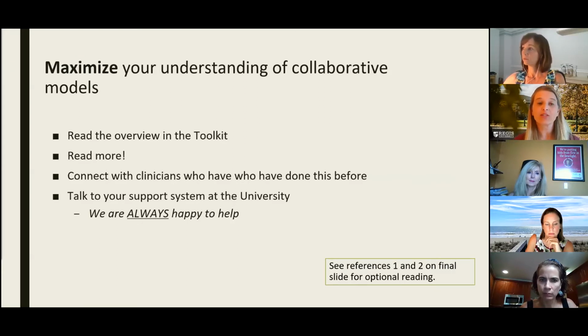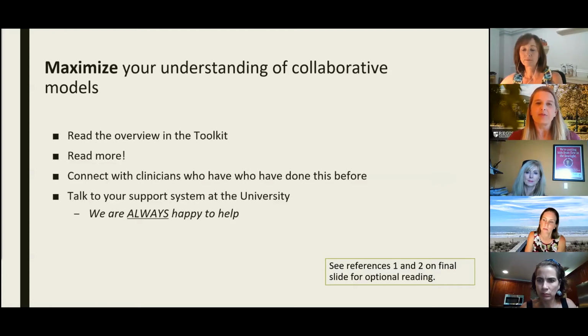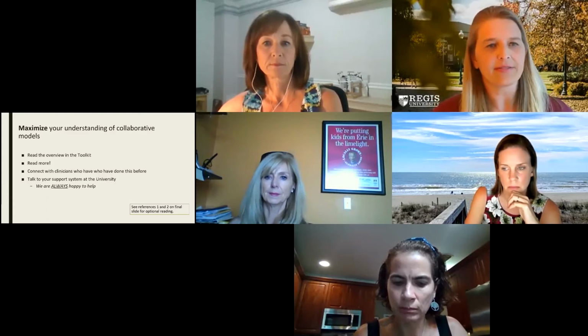We have this toolkit for you. I want you to look it over. This is a great way for you to learn more about the collaborative model, read more, like we were just talking about, connect with clinicians here today who have done this before. Always go to your academic partners as well. They're happy to help. All of us here are happy to help, and I imagine several others are as well. There's references at the end for your reading, and I found a lot of people find listening and reading about this model and its success helps them get over the fears that they have. So structure is important in any academic, any clinical rotation, but especially in this collaborative model.